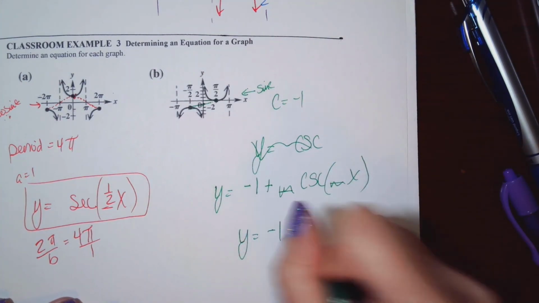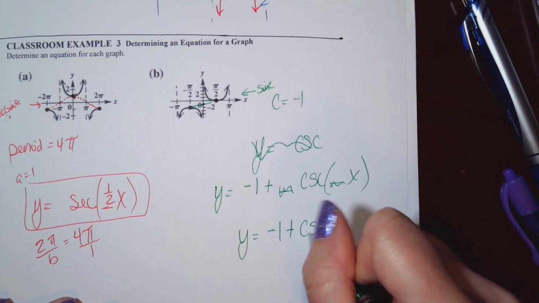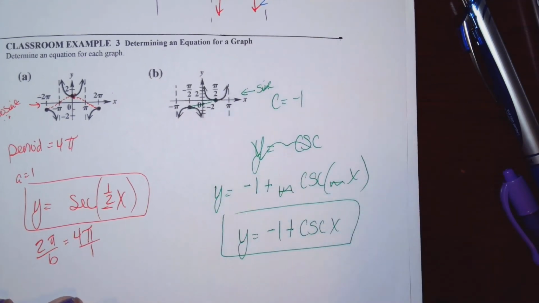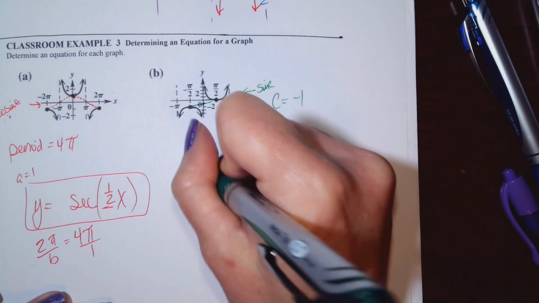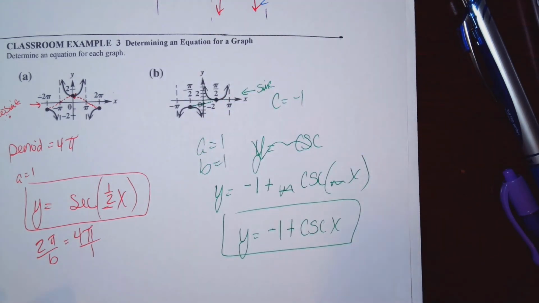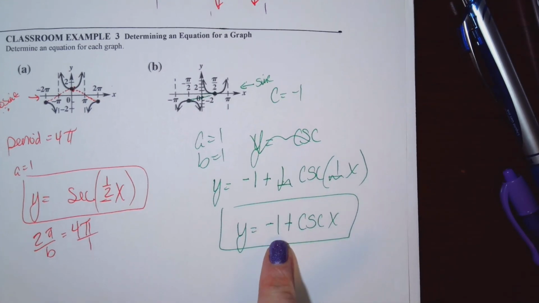So my function is just -1 plus cosecant x. My value for A is 1, my value for B is 1. That would be a 1, that would be a 1. I don't need those ones there. The only thing I need to show is that I have moved it down 1 unit with a vertical translation.